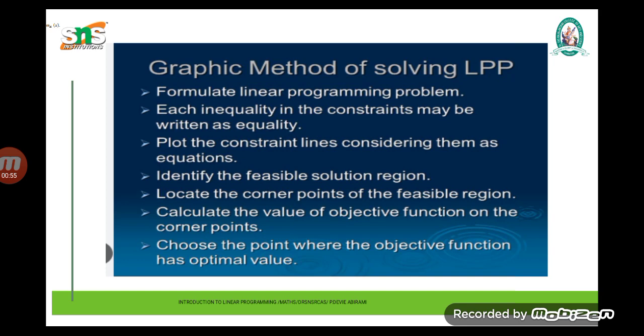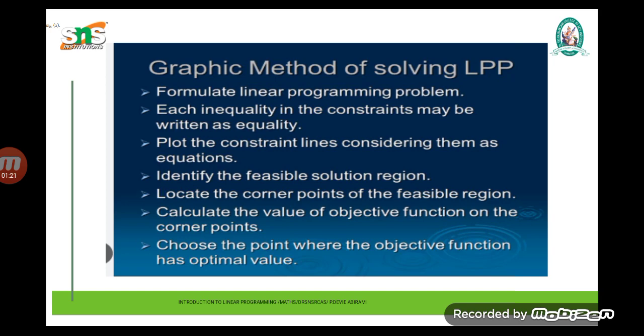Plot those constraints as lines, considering them as equations. We have to consider the given equations and solve those equations. By solving those equations, we will get points. Those points should be plotted in the graph so that we will have a straight line. Identify the feasible solution region. The intersection of the lines is our feasible region.